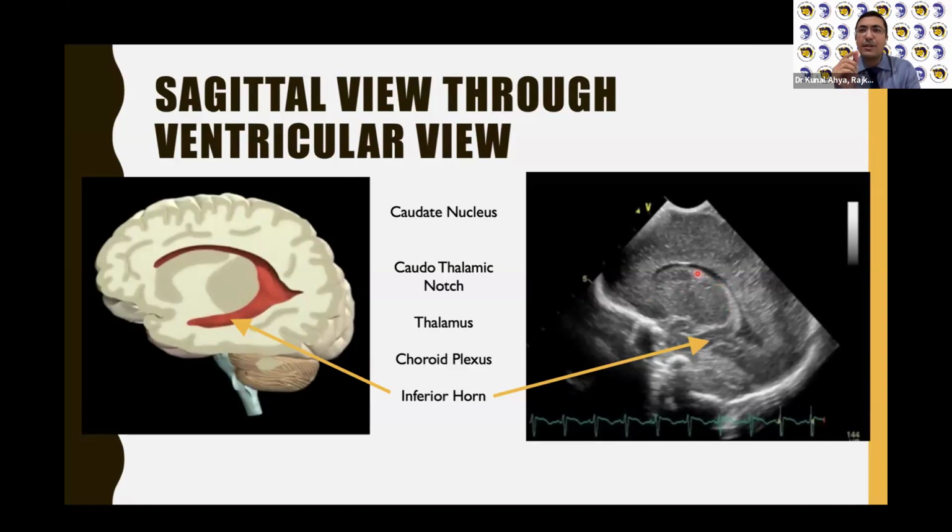But if you see a hyperechoic dot-like structure over there, then there are chances that the child is having an intraventricular hemorrhage. To confirm it, as I had mentioned previously, if you are suspecting any lesion, you need to confirm it in at least two of the planes. So the second plane is your sagittal plane.